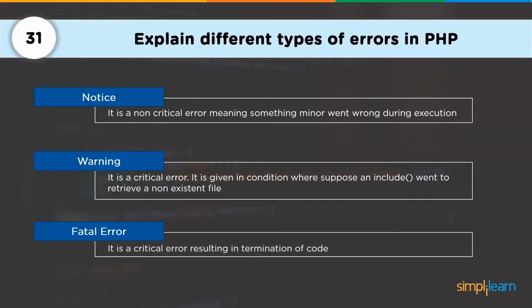And the final is a fatal error. So it is a critical error resulting in termination of the code. So as we discussed in the try and catch part of the question, if an exception is thrown and we do not have a catch function for it, it will display a fatal error which will result in termination of the code.